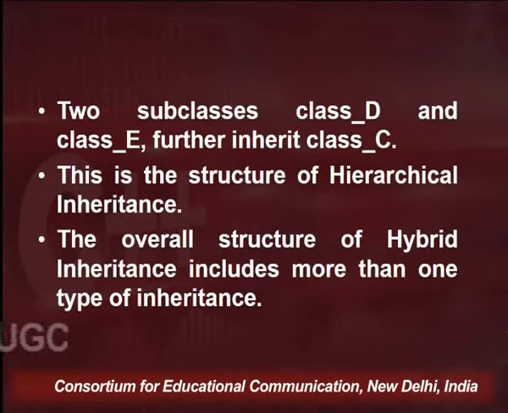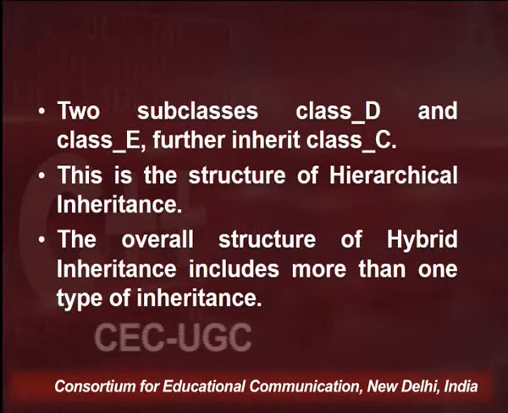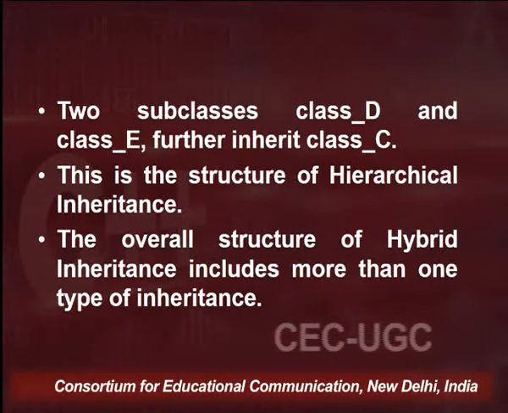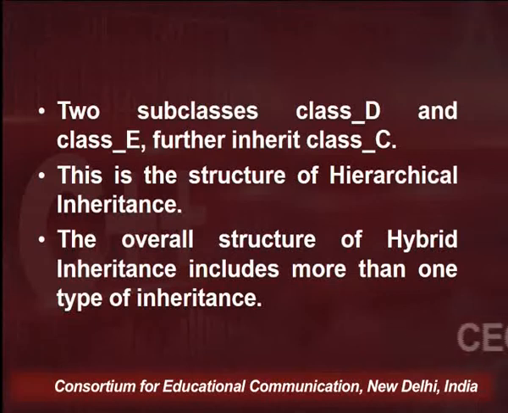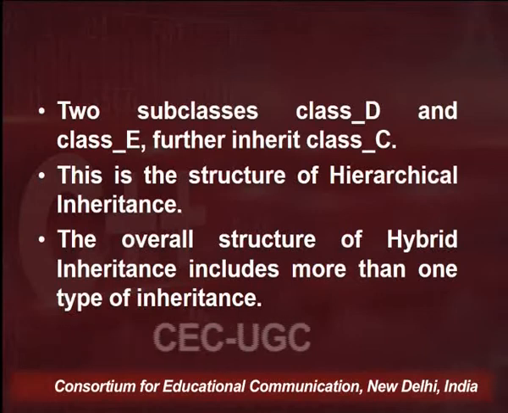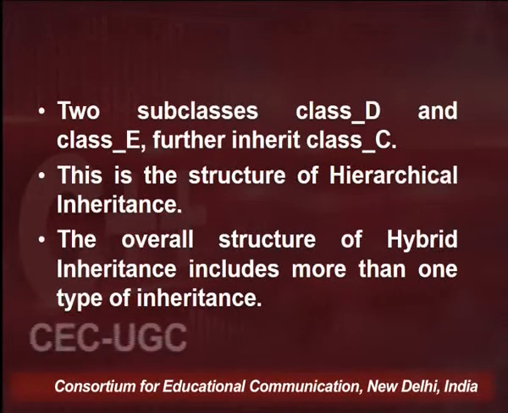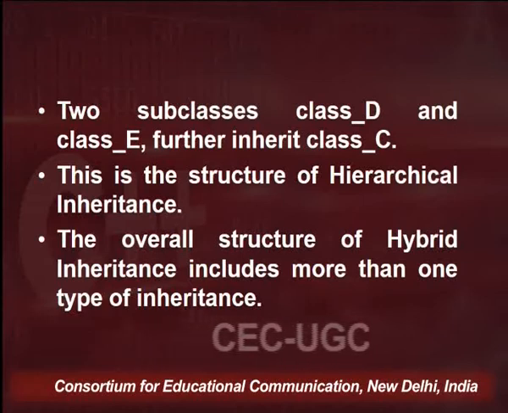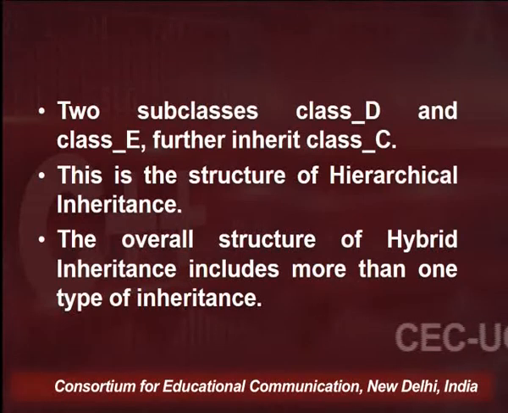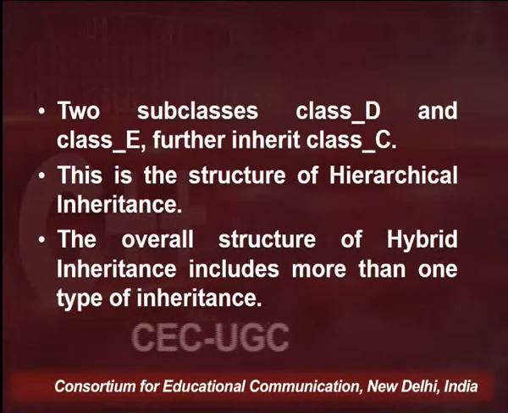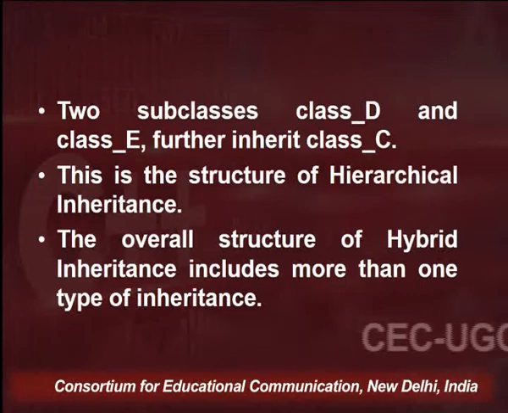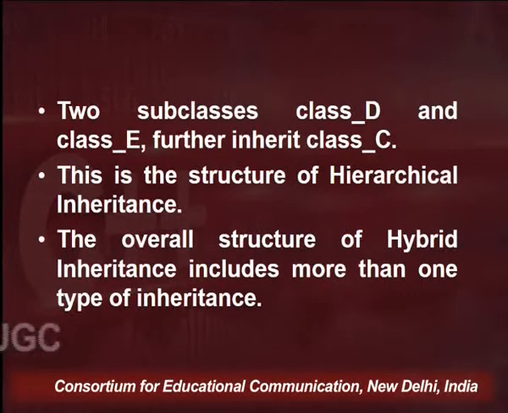So the overall structure of hybrid inheritance here includes more than one type of inheritance. Till this point we have just seen what hybrid inheritance actually is and how it takes place syntactically. So now what happens when we have a situation of inheritance which has a combination of two types of inheritance and results in hybrid inheritance? Let's see this with the help of a complete programmatical example.